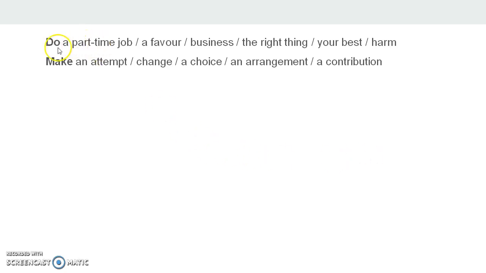So as you see, with do, we use do a part-time job, do someone a favor, do business with someone, do the right thing, do your best, do harm. But with make, we have other words. Make an attempt, make change, make a choice, make an arrangement, make a contribution.